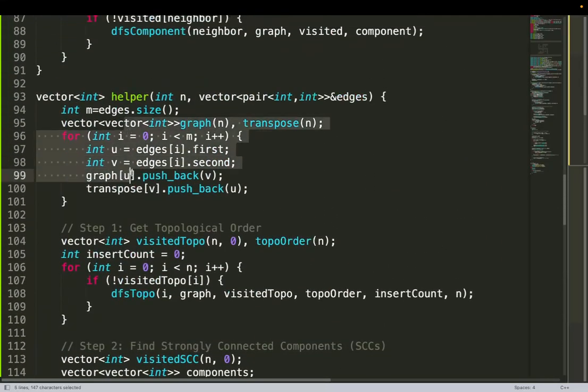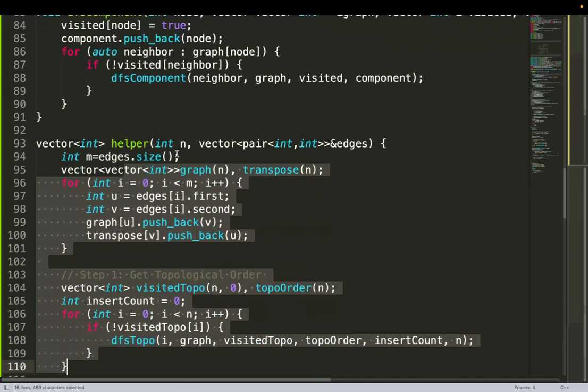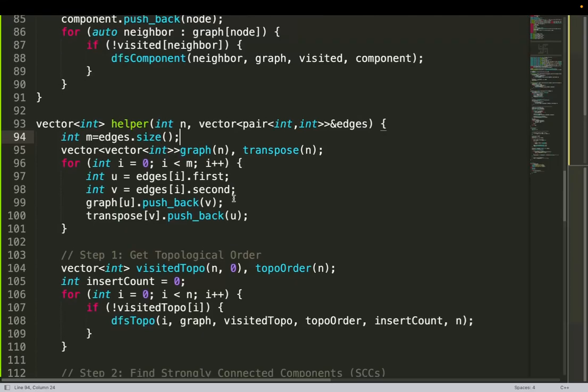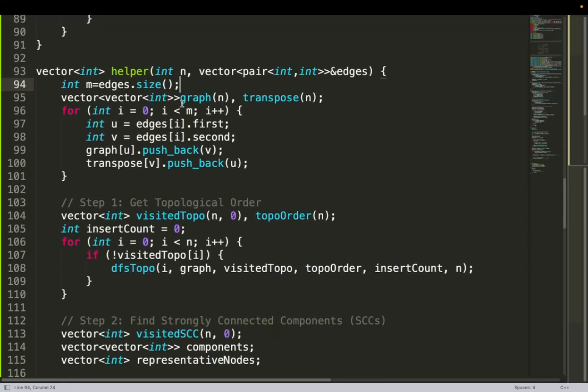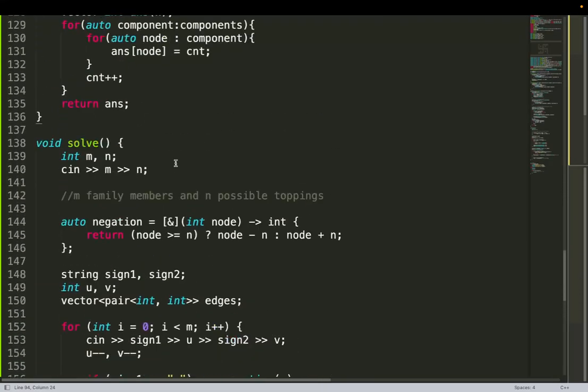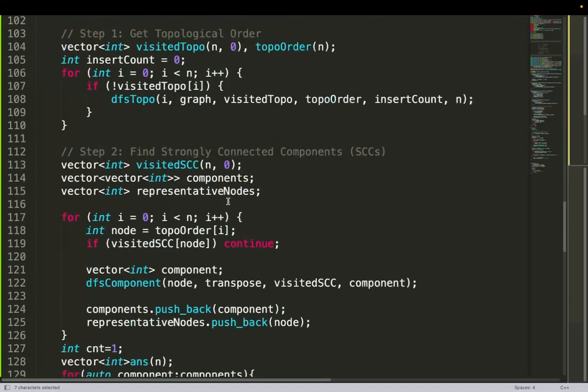I am not discussing this particular code because I have already discussed it in the video that I have shared for SCC. You can definitely look through that, where I have explained the concept of SCC very well. I am using the exact code over here. Basically, this is a helper function that will help you get the component number for each and every node.